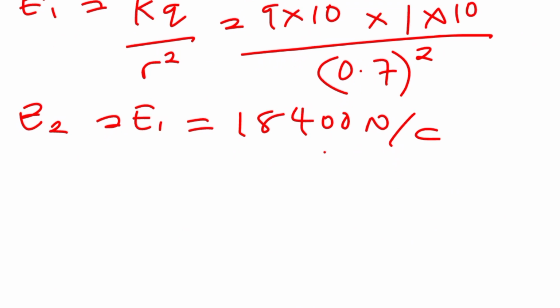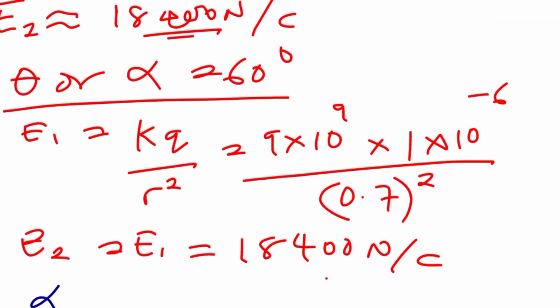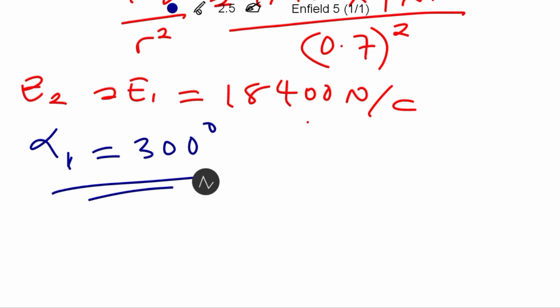We say that alpha of 1, so let this be alpha of 1, of 2. So alpha of 1 is equal to 300 degrees. That's the angle for E1. Since we already know the value of each electric field component and the angle, now we need to find the resultant.